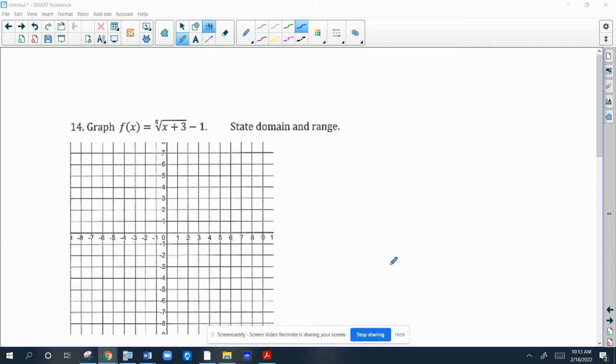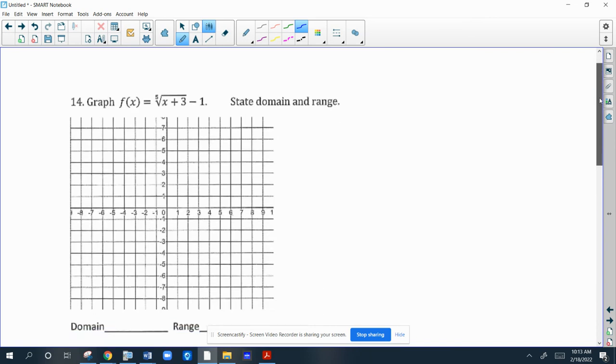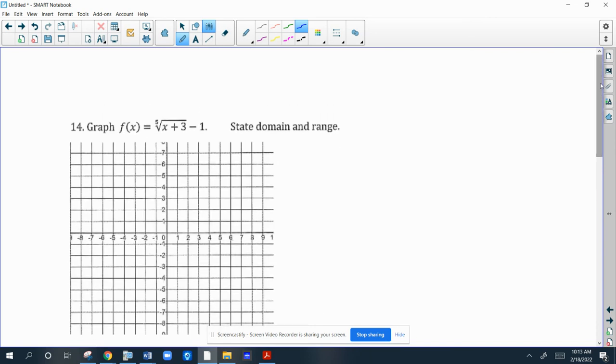Page 3 of the Algebra 2, Chapter 5 review coming at you. Page 3 and the last page. So question number 14 asks you to graph. We're going to be graphing radicals here, and there's two shapes involved.